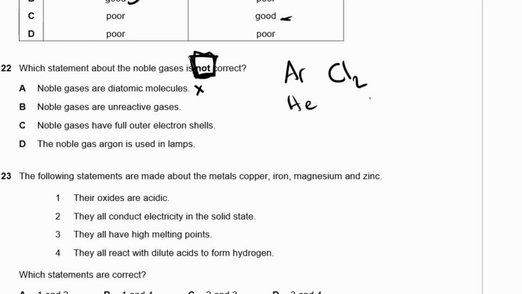Diatomic means Cl2. That's a diatomic molecule. Noble gases are unreactive gases. Yep, that is correct. Noble gases have full outer electron shells. That is correct. And the noble gas argon is used in lamps. That is also correct. So the answer is A.